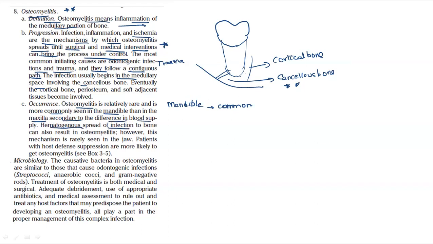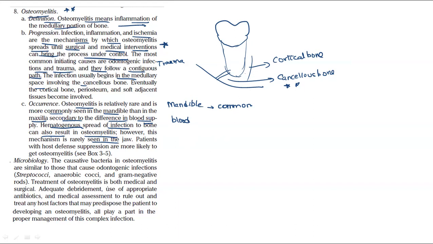Hematogenous spread of infection to the bone can result in osteomyelitis. So, when there is infection, spread of infection through blood can result in this disease. However, this mechanism is rarely seen in the jaw. Patients with host defense suppression are most likely to get osteomyelitis. And the causative organisms are similar to those of the odontogenic infections: streptococci, anaerobic cocci, and gram-negative rods.